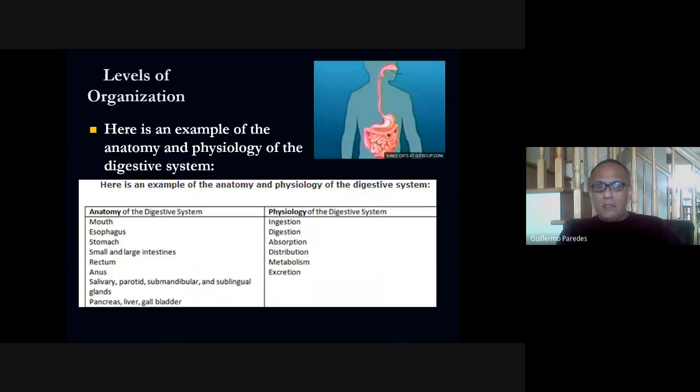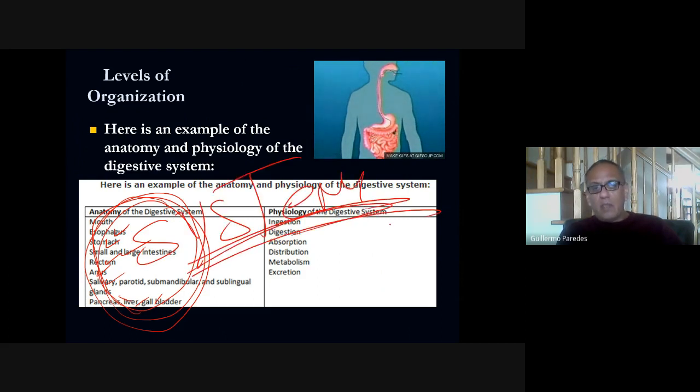Here we have, for example, the gastrointestinal system, which is going to be the mouth, the esophagus, the stomach. All these are different organs. The esophagus is an organ. The stomach is another organ. The small and large intestine, each of them is an organ. Rectum, another organ. Anus, another organ. Salivary glands, parotid glands, etc. Pancreas, liver, gallbladder. All of those are organs. All organs put together are going to form what we call a system, in this case the gastrointestinal system.